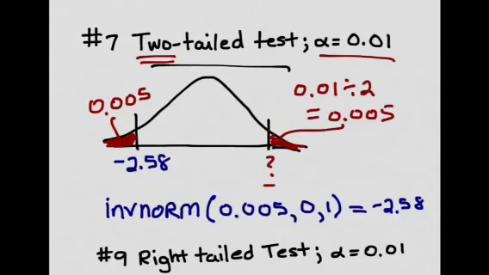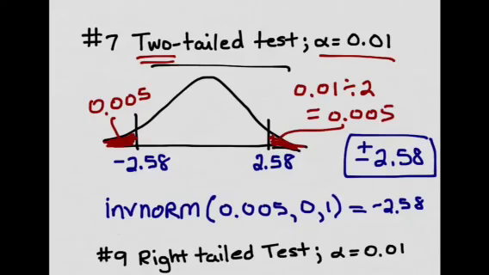Now it's not necessary to actually calculate the other value because it's just going to be positive 2.58. So my final answer is plus or minus 2.58 for that problem. So it's a two-tailed test. I need two answers, one positive and one negative.